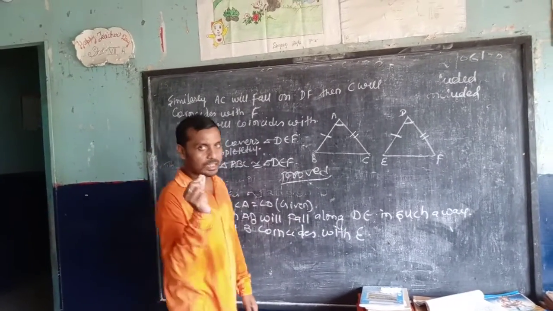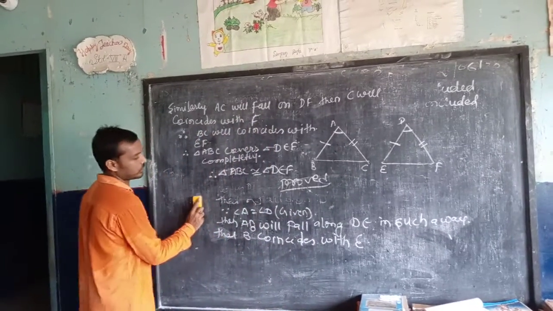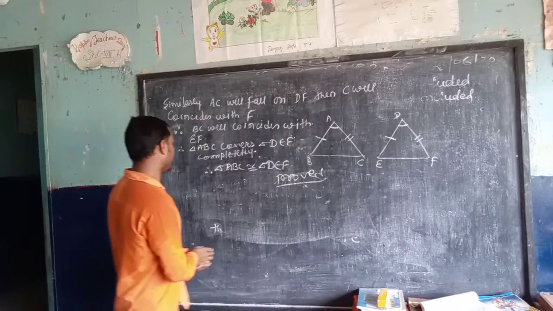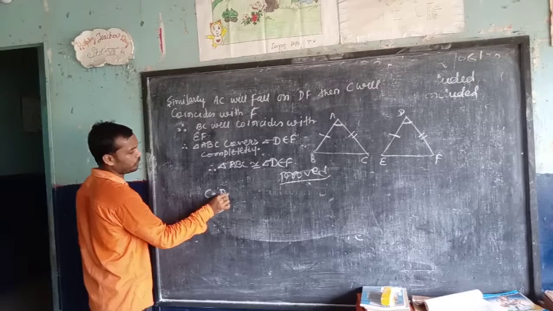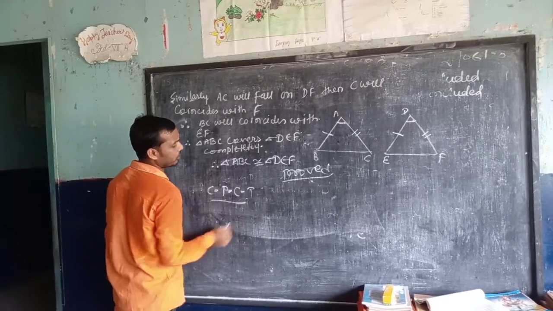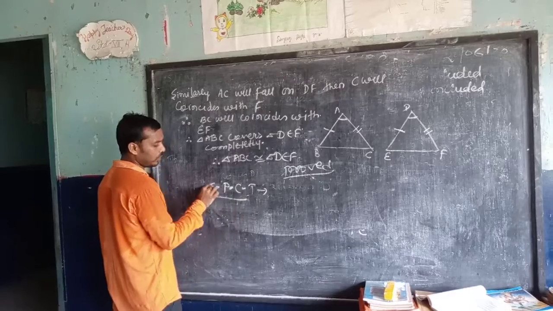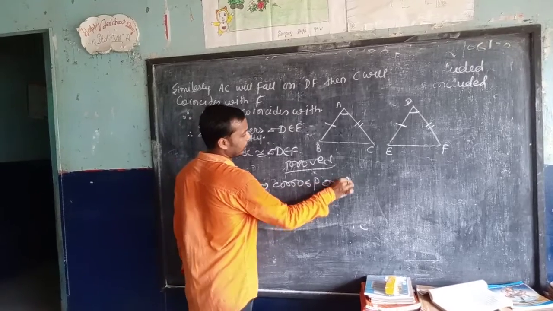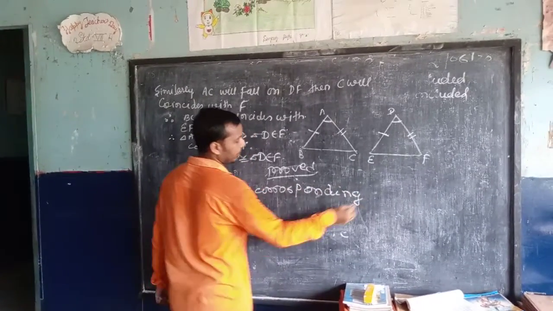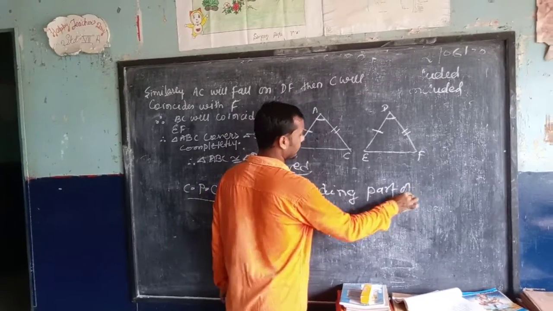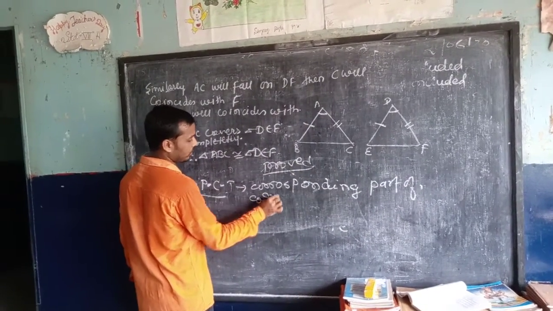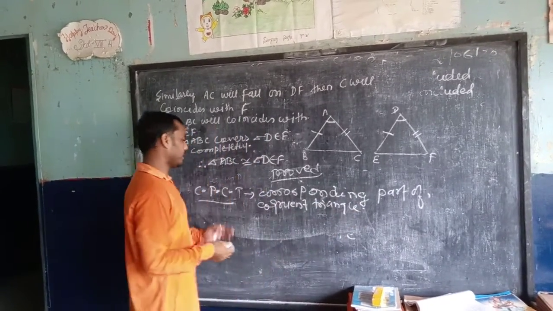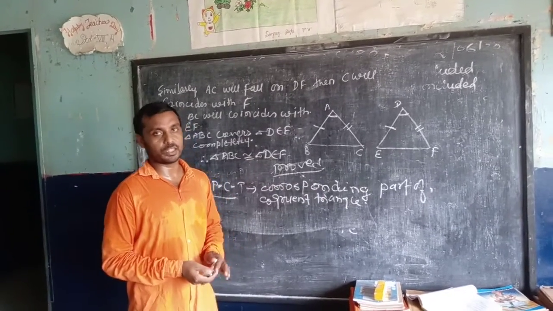One more term is there, student. Let us show you a very important word that is used in this statement, that is CPCT. You will see that the term CPCT is used. What does CPCT stand for? It means corresponding parts of congruent triangles. CPCT stands for corresponding parts of congruent triangles.